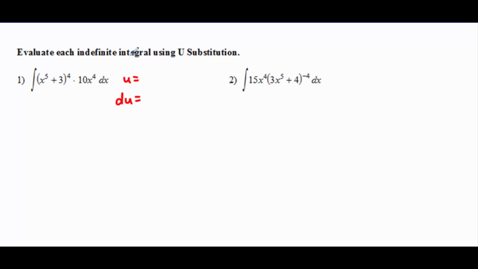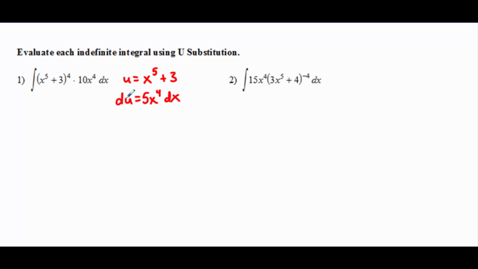So one thing is if a problem has parentheses, there's a really good chance that what's inside the parentheses is what u should equal. So in this case, we're going to make u equal x to the fifth plus 3. Then we're going to take the derivative of x to the fifth plus 3, where we multiply by the power and subtract 1 and get 5x to the fourth. The plus 3 part is 0 when you take the derivative, and so that ends our derivative.